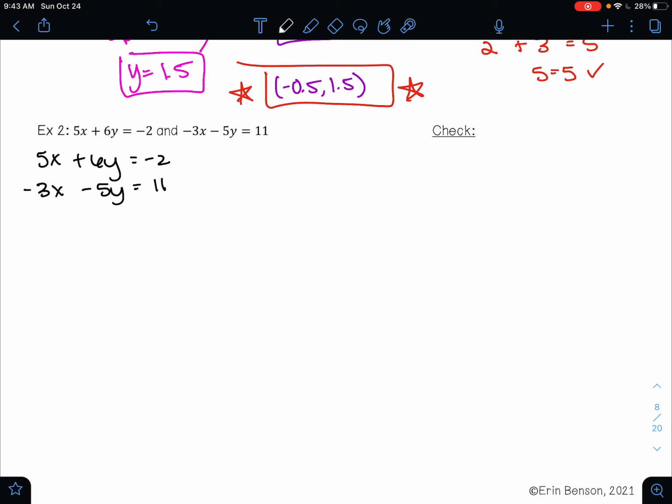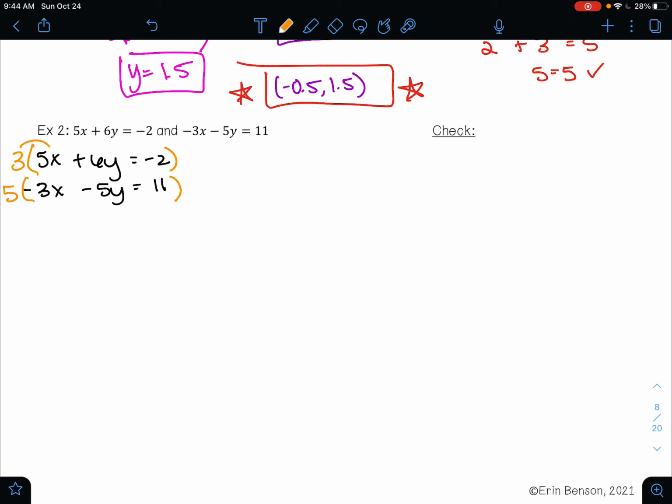Alright, so you can choose to eliminate either your x's or your y's, but you are going to have to multiply both equations regardless. I'm going to choose to eliminate my x's because the numbers will just be smaller if I do. It's not wrong to eliminate your y's, I just like to deal with smaller numbers. So if I want to eliminate my x's, I'm going to make one of them a positive 15x and the other one a negative 15x, that way they eliminate. So to make 5x 15x, I'm going to multiply by 3. And to make negative 3x negative 15x, I'm going to multiply that equation by 5.